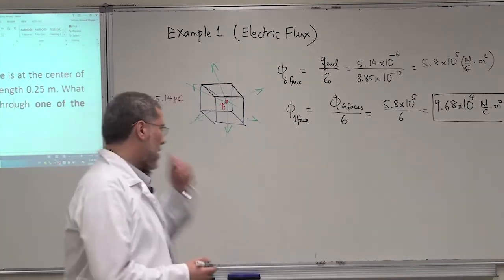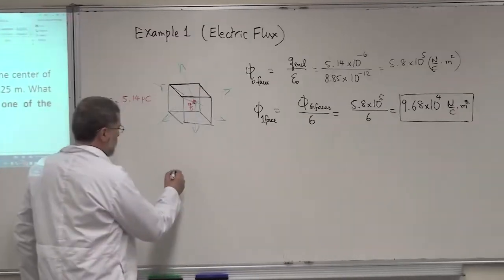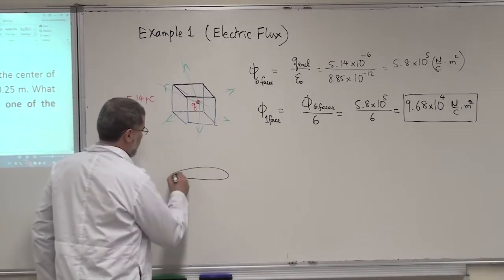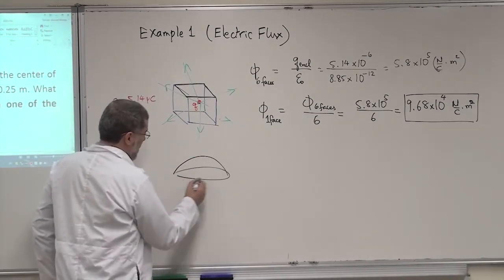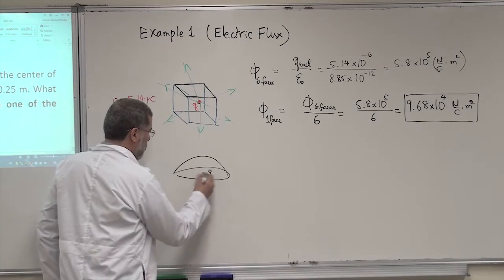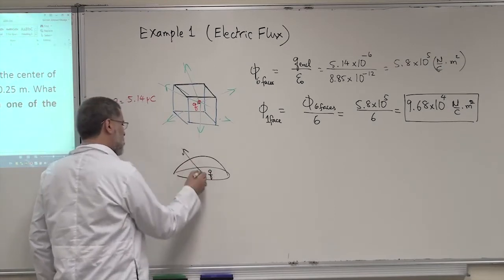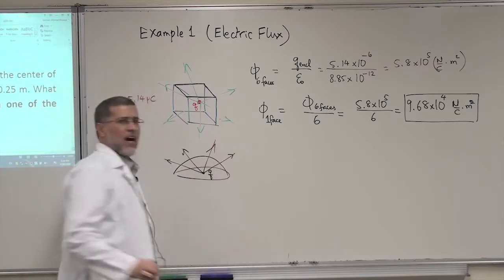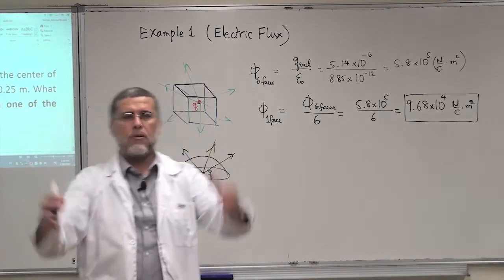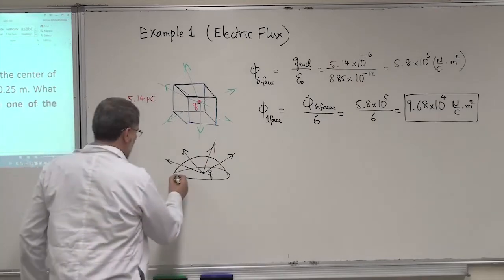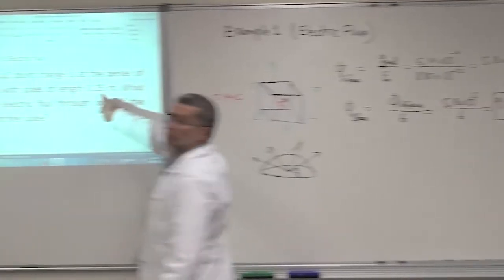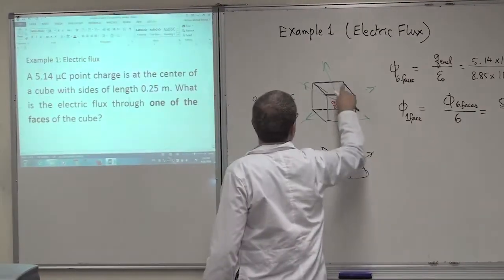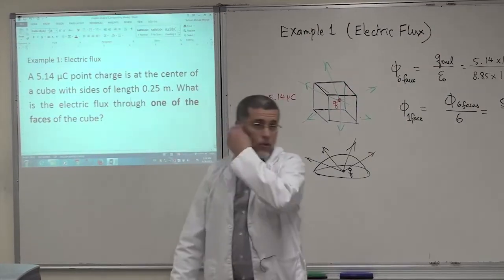Now, you might ask another question. Imagine you now have a hemisphere, and he asks about the flux through this hemisphere, because you see the electric field lines crossing it. A hemisphere is half of a sphere, like a dome, of radius r. By the way, in this problem, it gave you the length of the side, but you don't need the length.